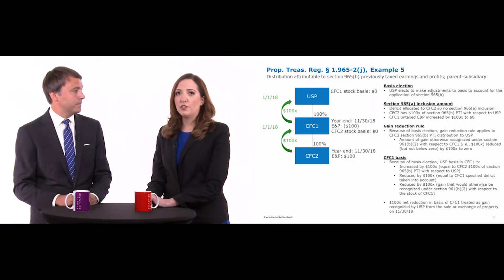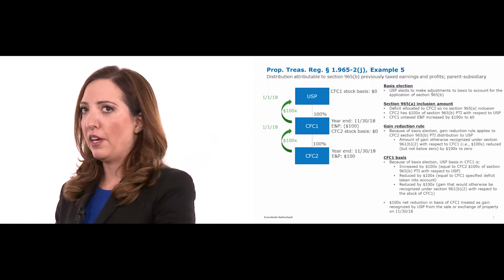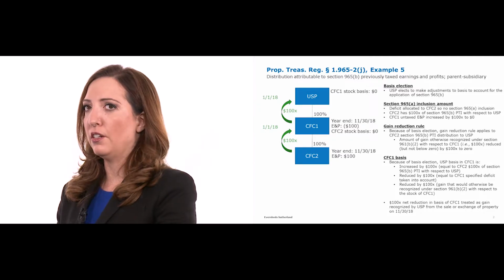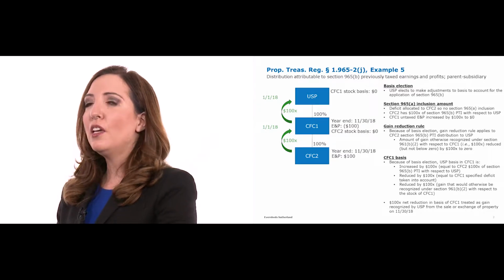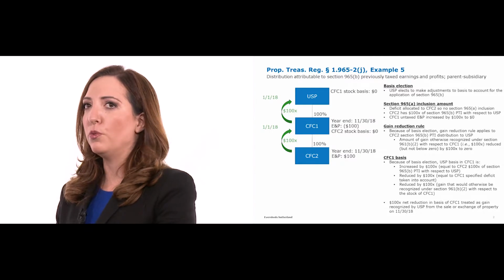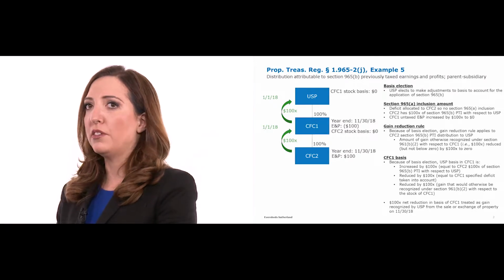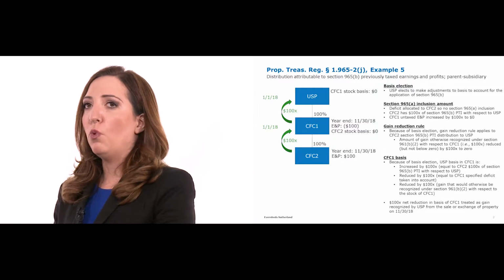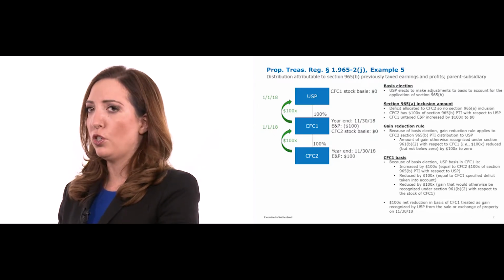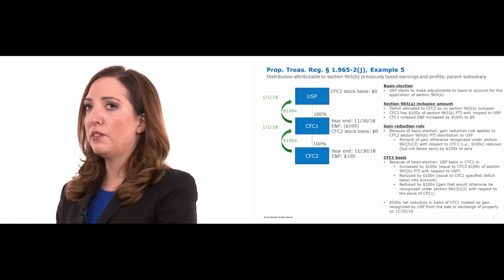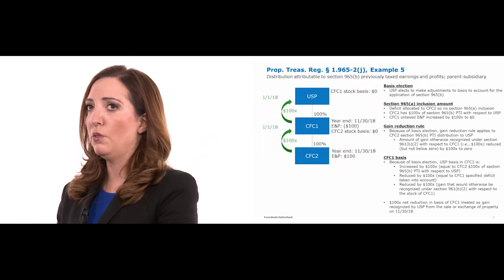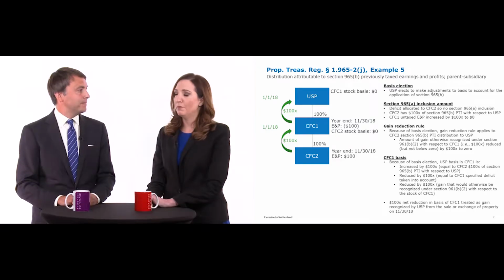The proposed regulations contain two examples that illustrate this election with respect to a distribution in an inclusion year. In the first example, USP wholly owns two tiered CFCs. USP is a calendar year taxpayer, while CFC 1 and CFC 2 have year ends of November 30th. CFC 1 has a deficit of 100, while CFC 2 has E&P of 100. The stock basis in both CFC 1 and CFC 2 is 0. On January 1st, 2018, CFC 2 makes a distribution of 100 up the chain to USP.